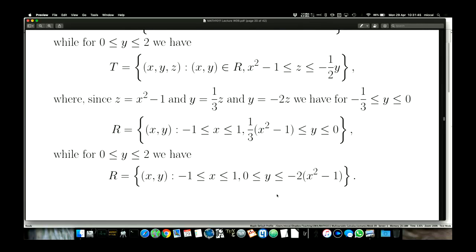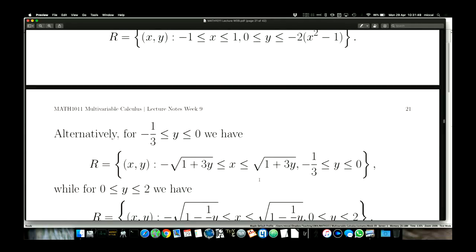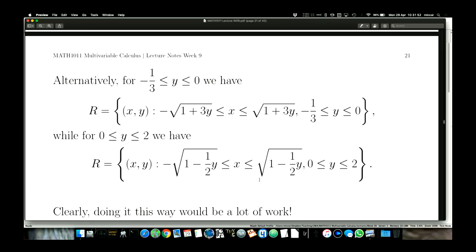So that's what I've tried to explain all of there. But doing it that way, awful. But luckily, because I've set this thing up as a triple integral, I have 4 more options, and hopefully they'll be easier.